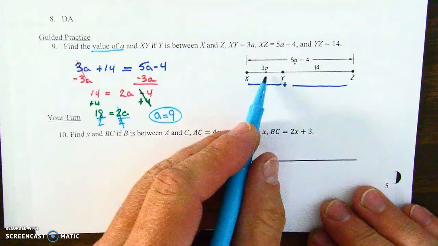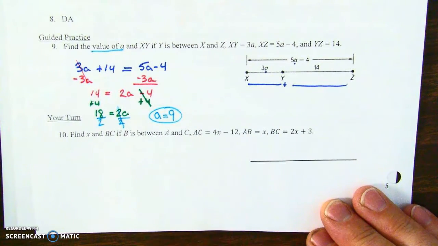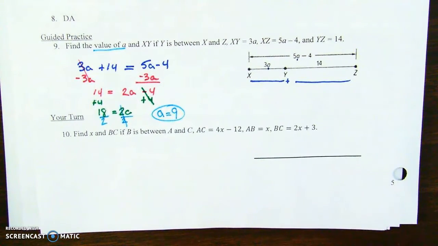So all you would have to do is just stick the 9 in for A here and then take 9 times 3, and that gives you 27. But that's not what we're doing for this one this time.